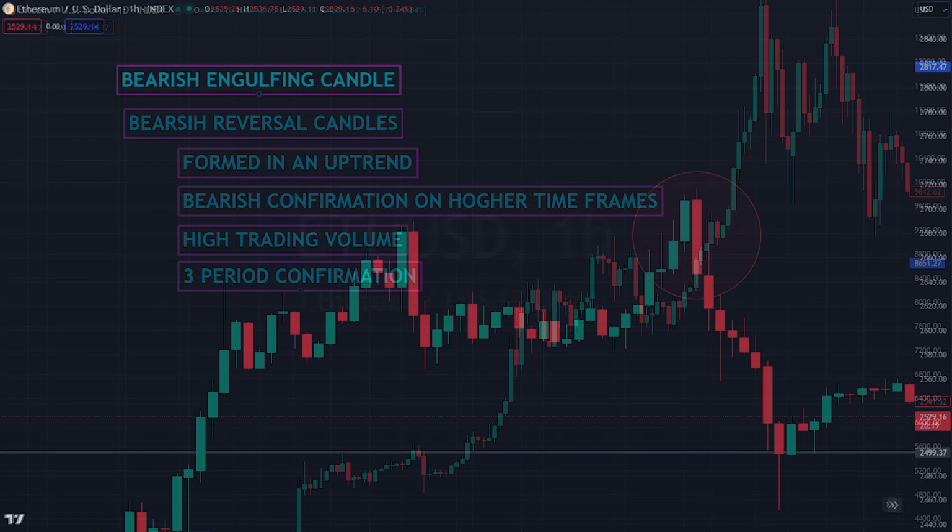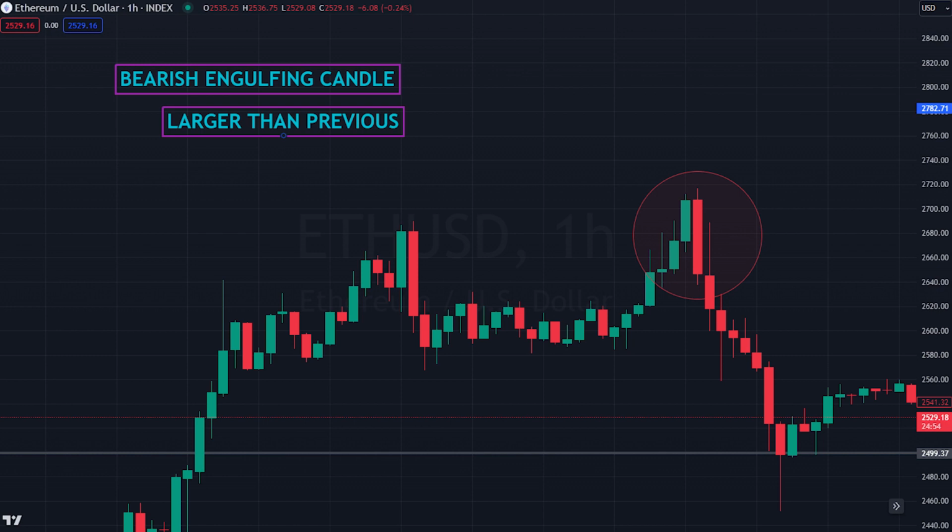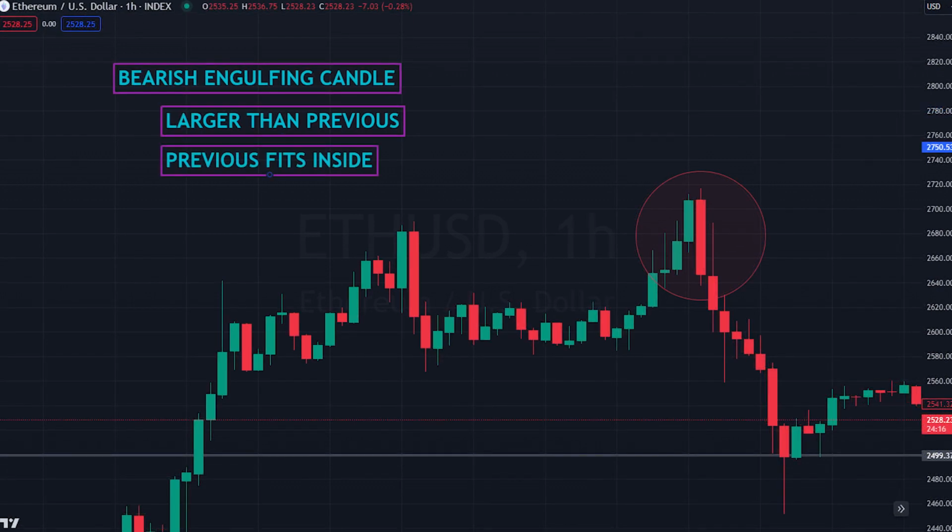So first up, we have the bearish engulfing candle. Again, these are the easiest candles to identify. They're simply larger than the previous candle. The smaller candle's body must fit inside the engulfing candle's body.